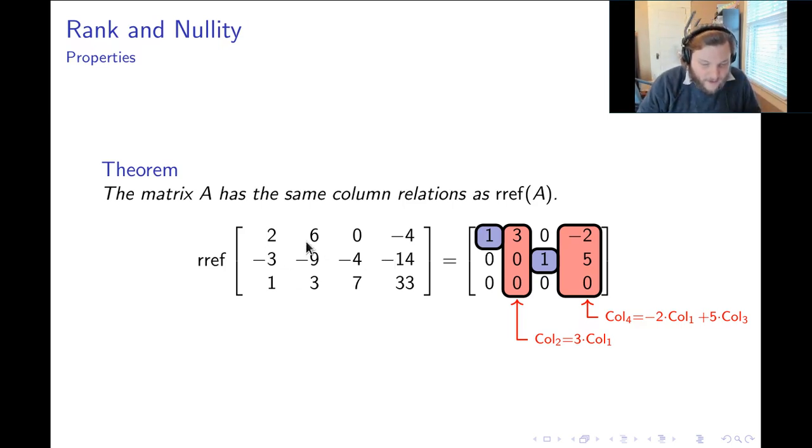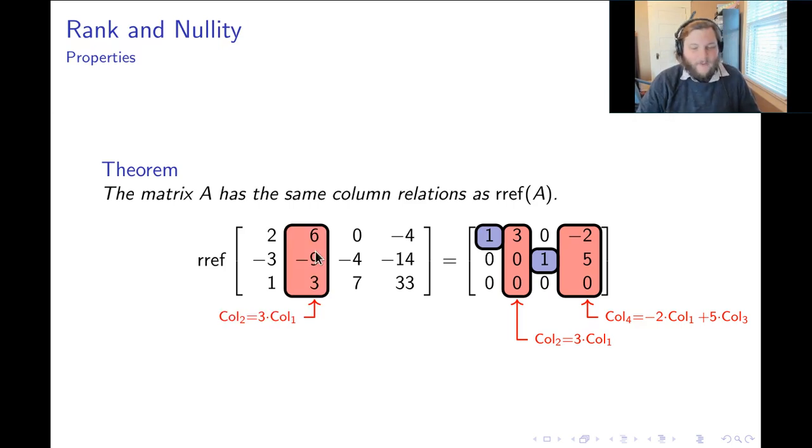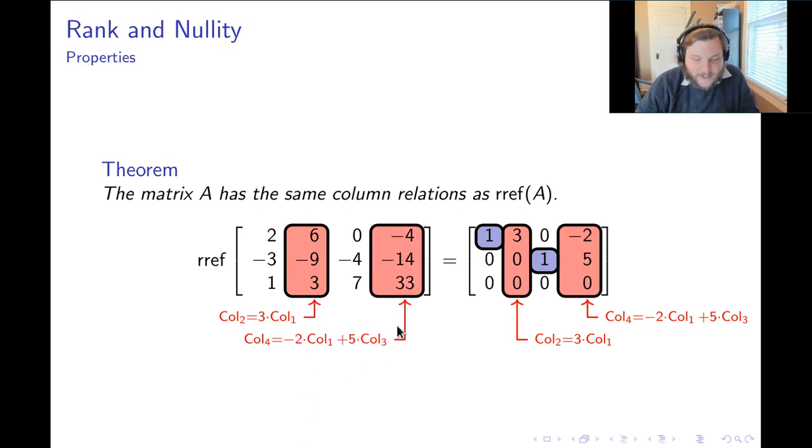If we look at the original matrix here, the first non-pivot column is the second column of the matrix, and the relationship in the reduced form was column 2 is 3 times column 1. What we're finding here is that that's exactly represented. If you scale each entry in the first column by 3, you get the second column. This also applies to the fourth column. In the reduced form, the fourth column is -2 times the first column plus 5 times the third. That's exactly what's happening in the original matrix.